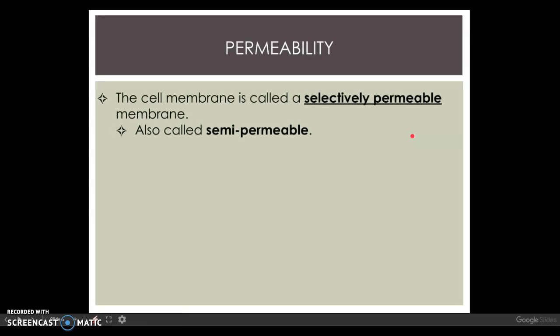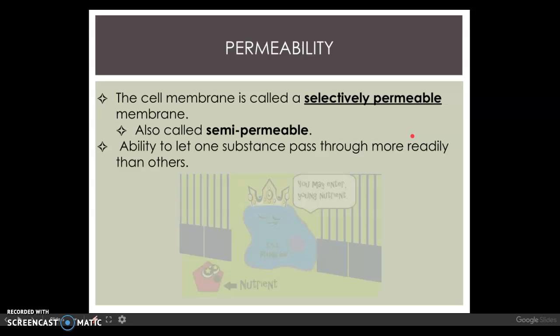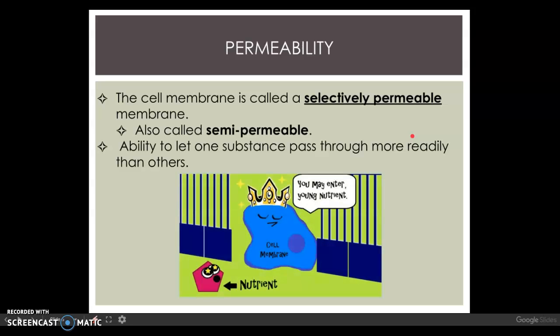The cell is what we call selectively permeable or semi-permeable. These phrases are used interchangeably. They mean the same thing. It basically says that it will let some substances pass through more readily than others. Okay, it's kind of like a bouncer. It's going to let things that should come in and keep other things out.